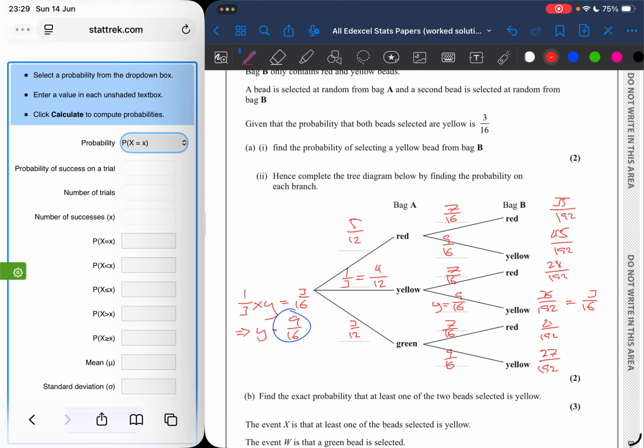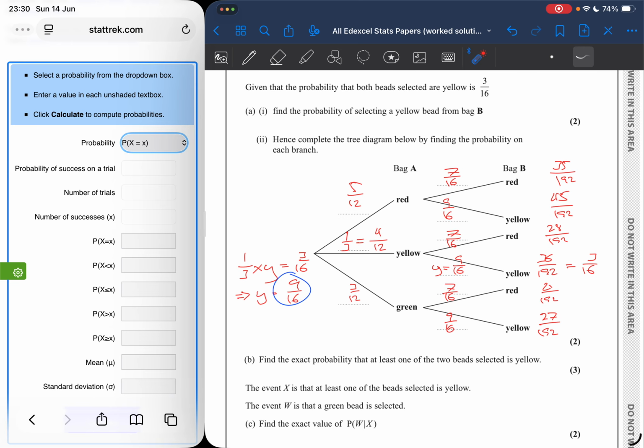We can double check that we're correct by adding these all together. 35 plus 45 plus the 28 plus the 36 plus the 21 plus the 27. 192. 192 on the bottom. So that means all of these together sum to 1, which is a good sign and it's correct. If you got that by chance, unlucky. Very unlucky you got that by chance. Looking at this then, it's very easy for us to do all these bits of information down here.